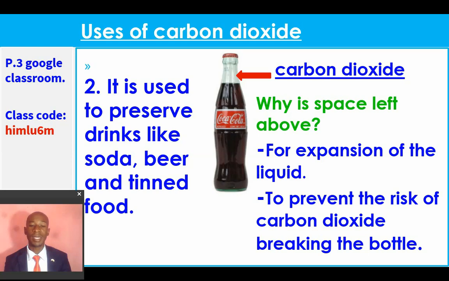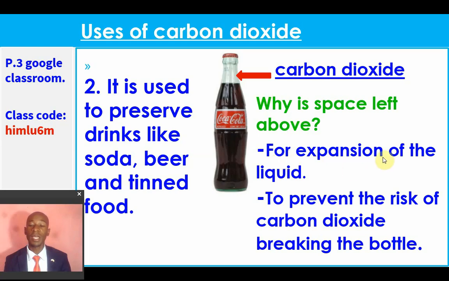Carbon dioxide is used to preserve drinks like soda, beer, and tinned food. So as you can see here, we have a bottle of soda, and in here there is this space which is left. Do you know why this space is left here? And the gas which is there is carbon dioxide. So why is that space left above?